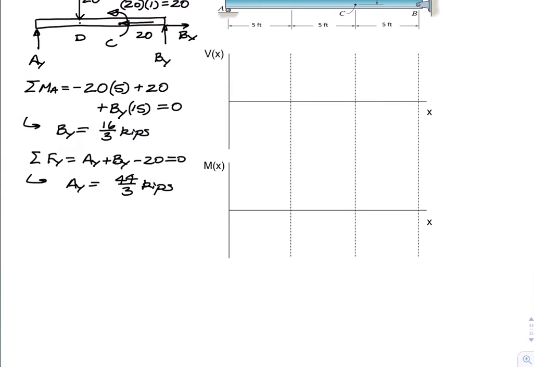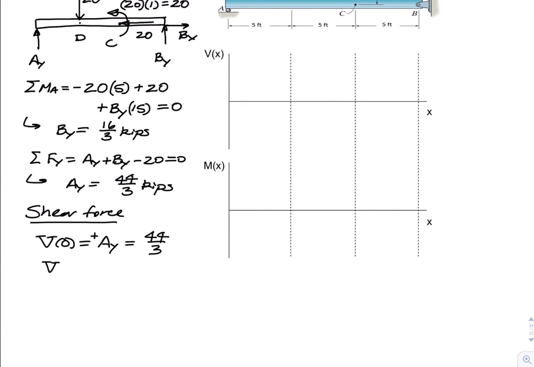So now let's do our shear force and bending moment diagrams. For shear force, I look over at the left hand side, and what I have there is that V at 0 is equal to our AY. Again, the sign convention for shear force on the left face is positive up, and we drew AY up, so I put a plus sign there. So this ends up being 44 thirds.